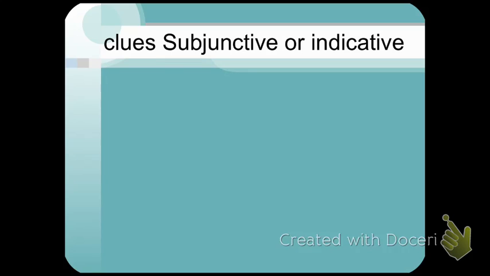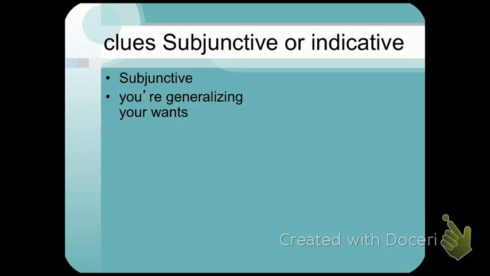Clues. So sometimes you're trying to figure out, when it's your life, you're going to know if you need any dog or you need one specific dog, right? But when you're doing worksheets and when you're kind of figuring out somebody else's things, here are some things you could look for. So you're going to use subjunctive if you're generalizing your wants, right? If you're just kind of saying, yeah, in general, this is kind of what I need.